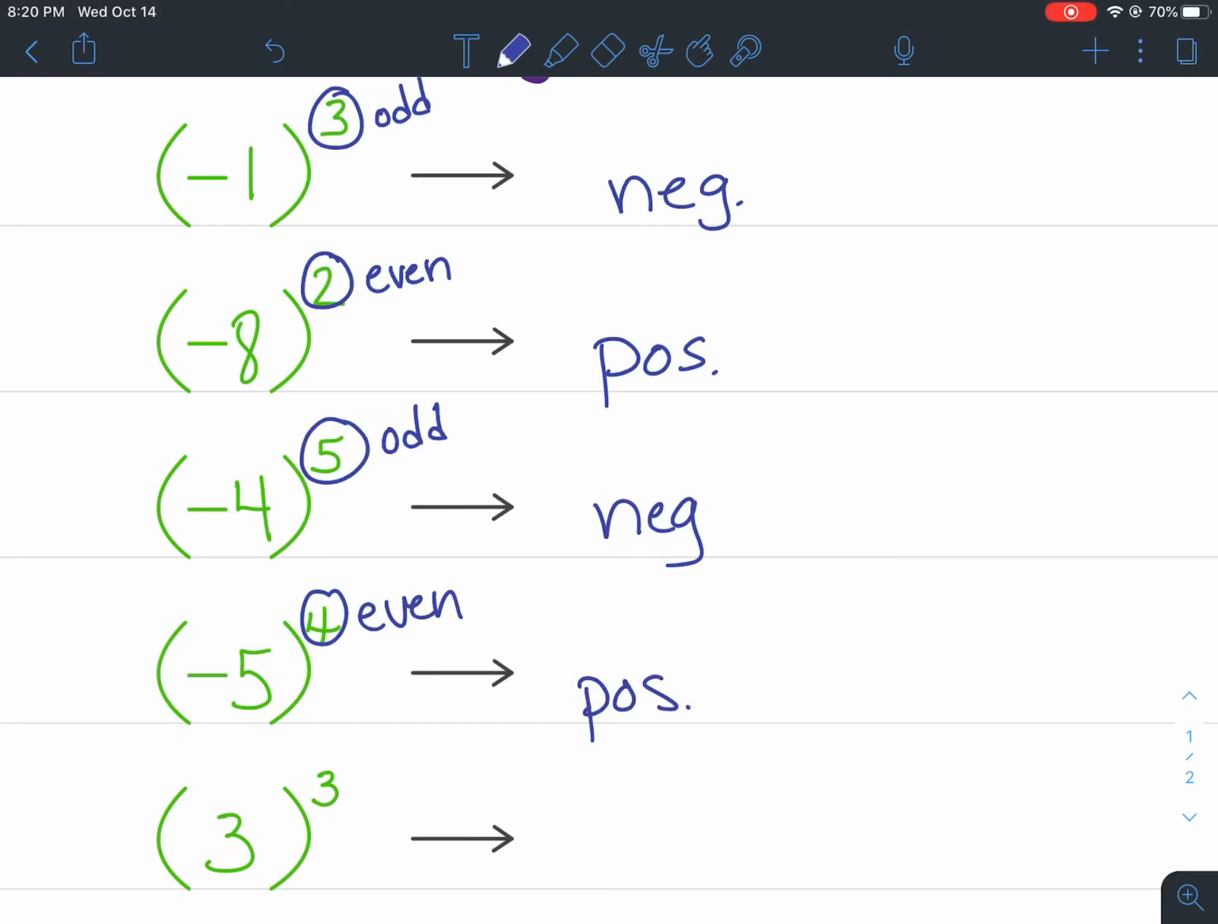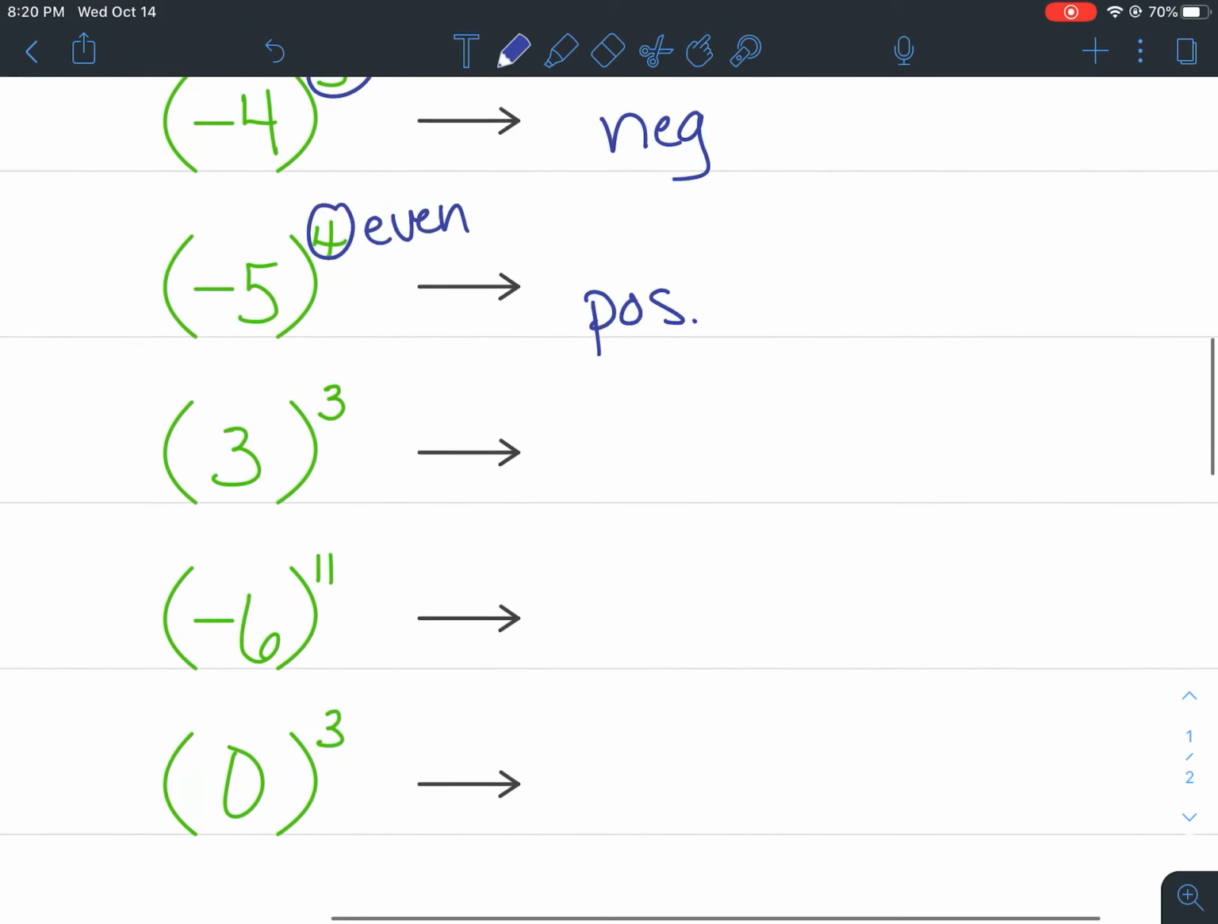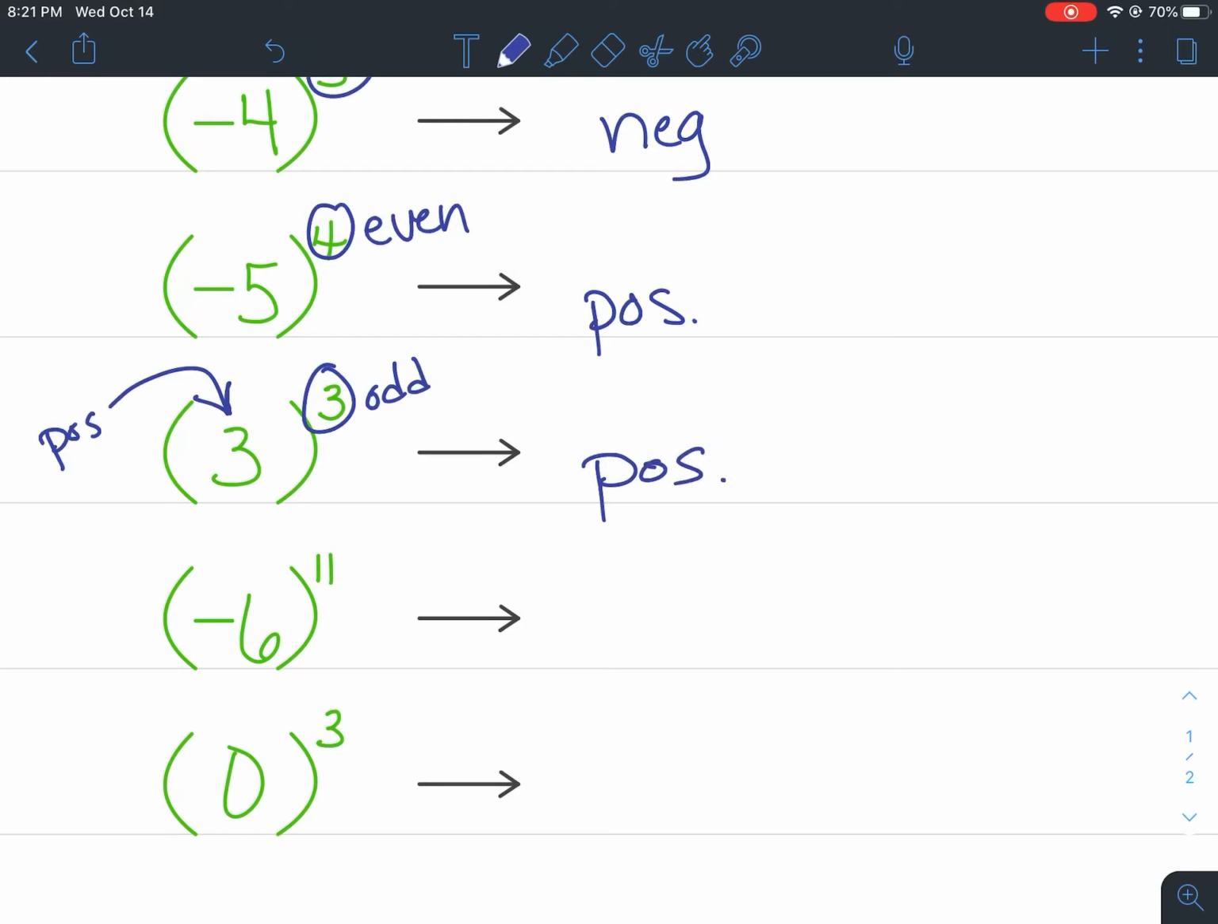So again, if your base is negative, it all depends on the exponent. Odd exponents will give you a result of negative. Even exponents will give you a result of positive. Well, you need to be careful. Looking at the next one, a lot of people want to say, oh, that is an odd number, therefore this must be negative. But that's not the case. This right here is positive. So it's going to be a positive number. If the base number is positive, it doesn't matter if the exponent is odd or even. It's going to be positive.